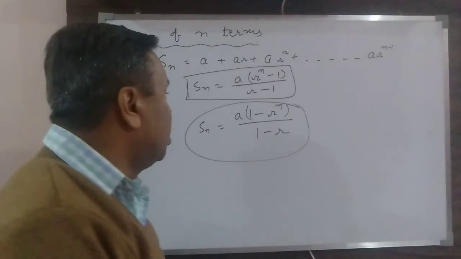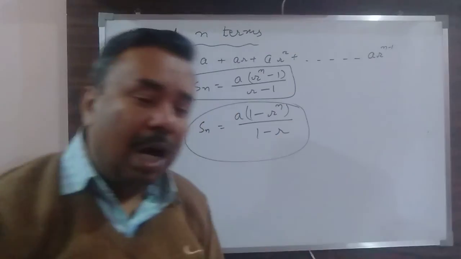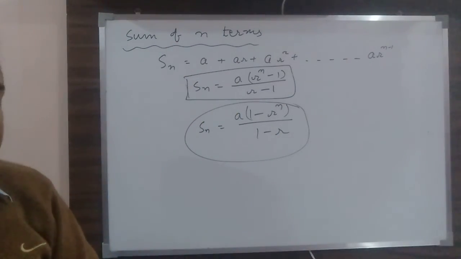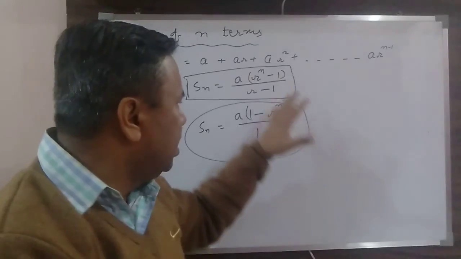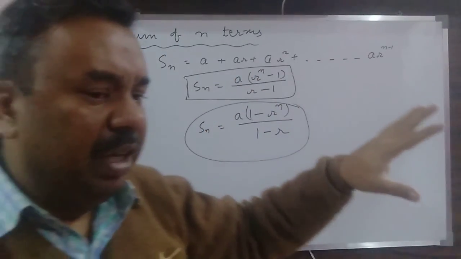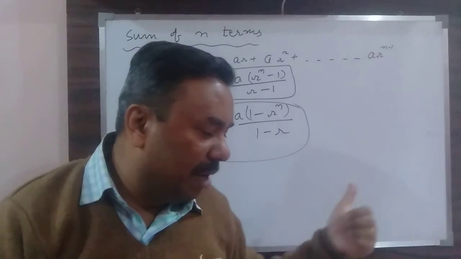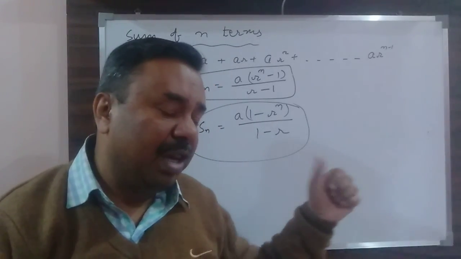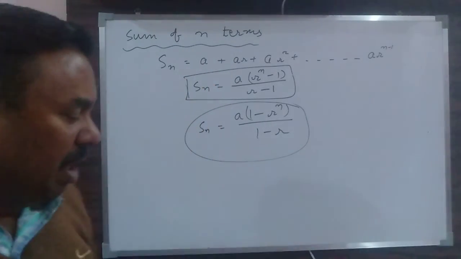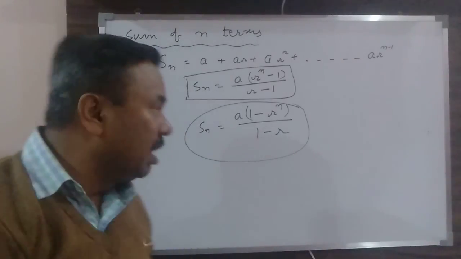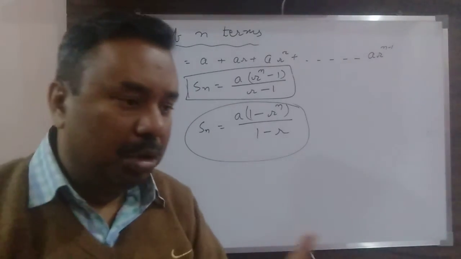Now, this is how to find the sum of n terms. The same formula will be applicable even in the case where r is lying between 1 and minus 1 also. It is only the condition that r should not be equal to 1.